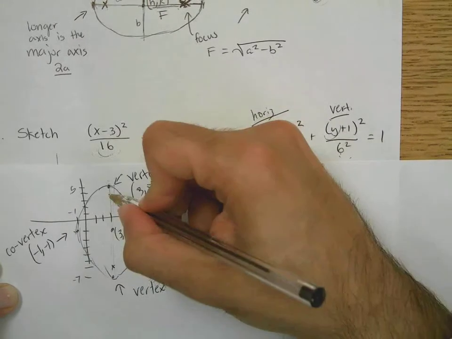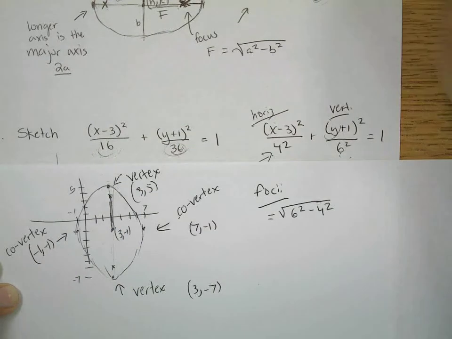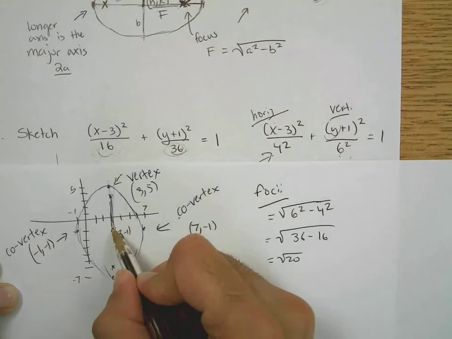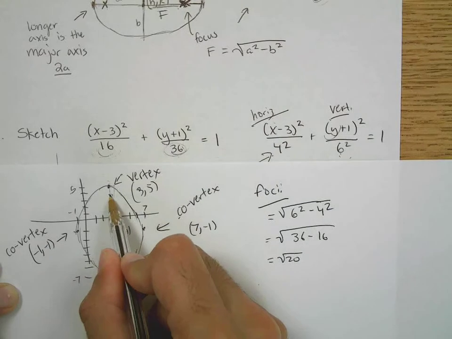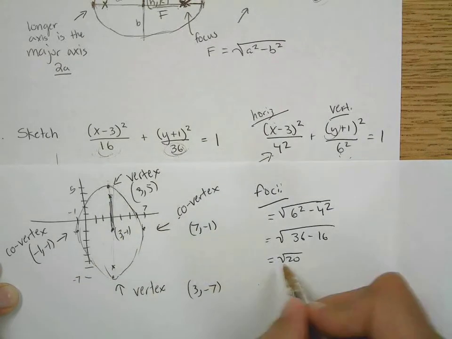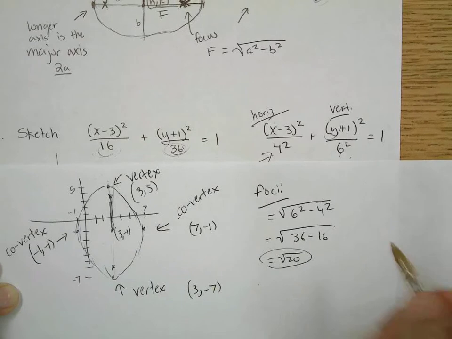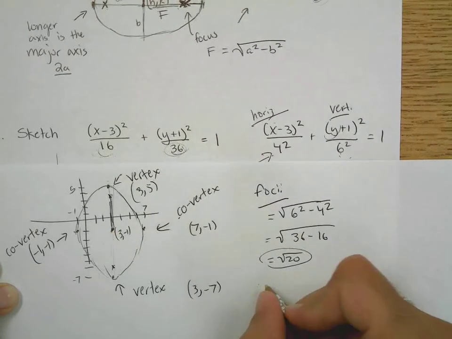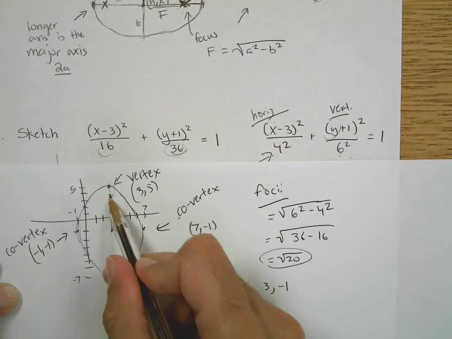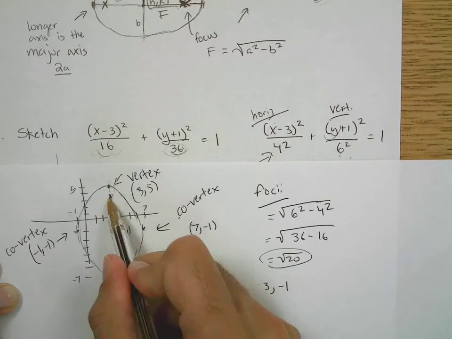Now, where did I start? Well, I started at 3 comma negative 1. And then how much am I adding to get to here? Right, I'm adding the square root of 20. And I'm starting again at 3, comma, negative 1. How much am I subtracting to get to here? Exactly, I'm subtracting the square root of 20 units. And so those would be the coordinates of the foci.